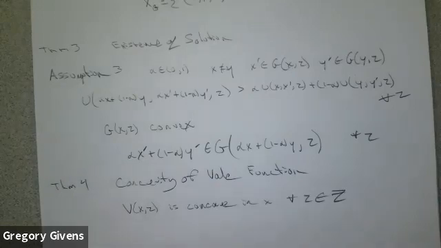Is it necessary to show that it's concave in z? We don't need that. We're not going to need that. We will need for it to be monotonic in z, but we don't need to show that it's concave in z.